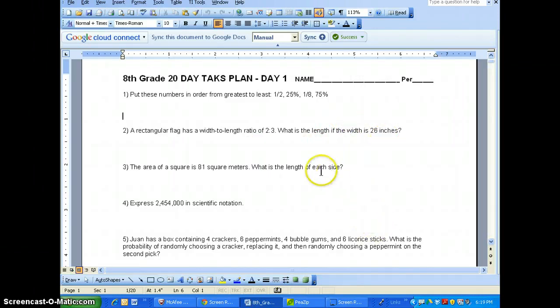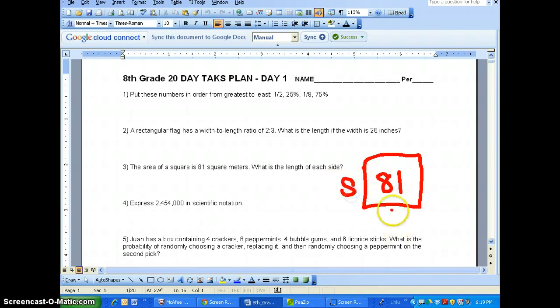All right? Okay, on number 3, the area of a square is 81 meters. Here's your square. They want to know what the side length is. So if the area is 81, what number times itself gives you 81? Don't forget to include your units.